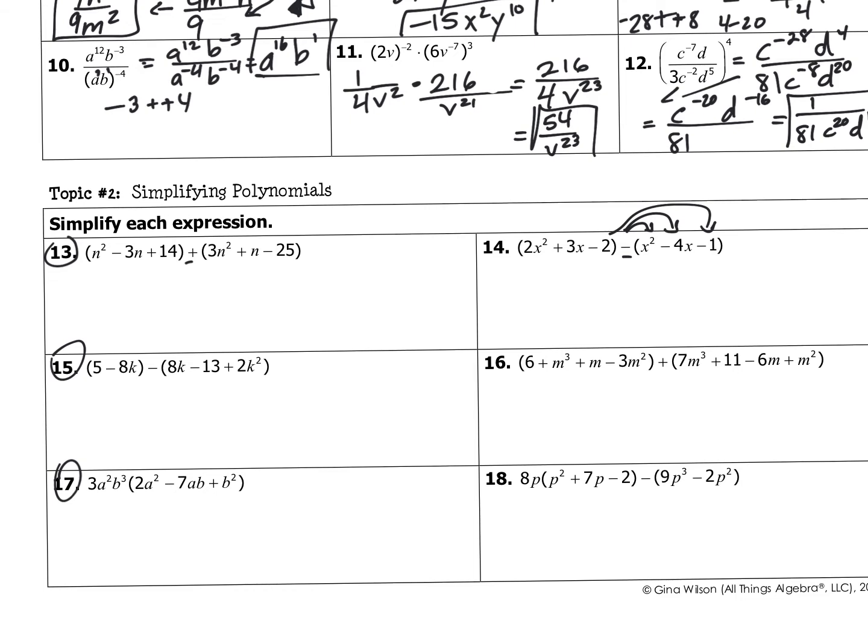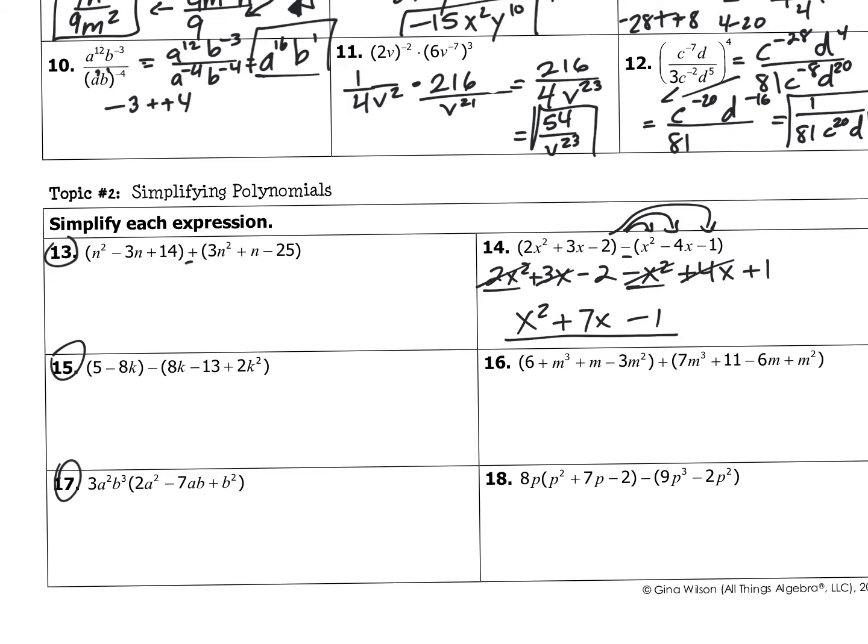So 14, we are distributing the negative. So it's going to be negative x squared plus 4x plus 1. And then over here, we're just going to drop the parentheses and combine like terms. So 2x squared minus x squared, that's 1x squared, or just x squared. And I like to mark them out as I go. 3x plus 4x is 7x. And negative 2 plus 1 is negative 1. That is it.